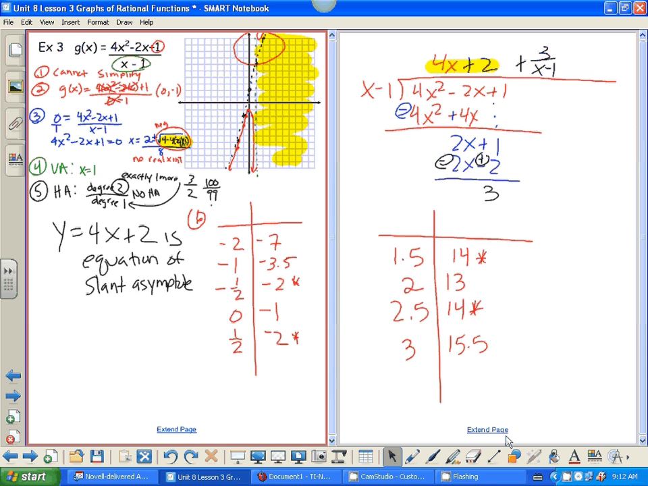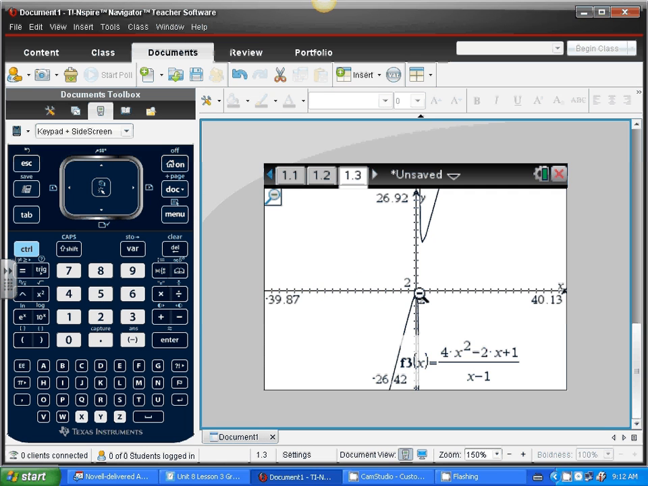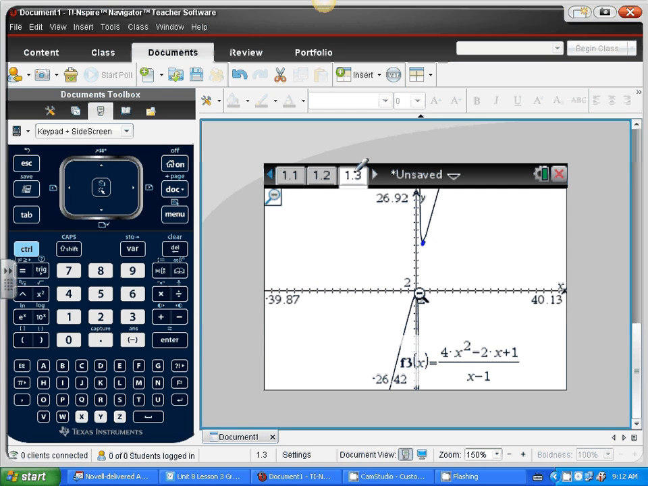So for those of you that want to see it using technology, here is what the graph of it looked like. And I had to zoom in a little bit because of this point right there. That is the point (2, 13). And then at 1.5 and then at 2.5, each of these were at 14. And so that's how I knew. So here is our vertical asymptote that we had, and there is my slant asymptote.